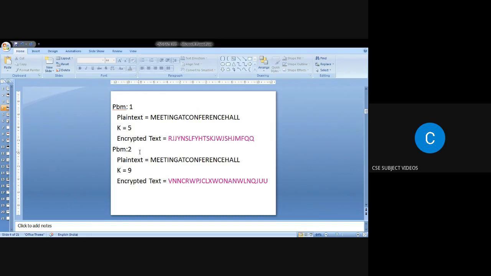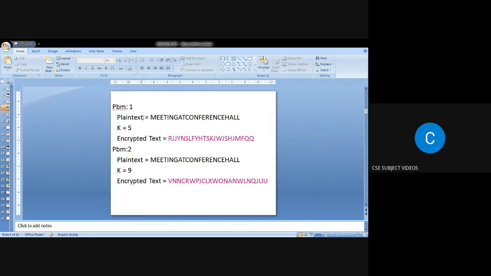The principle behind the Caesar cipher is that, based on the key value, which is a numerical number, we encrypt. Let us take k equal to 5. Many of you will take the k value as 3, but we can take any key value between 0 and 25. Here I have taken the key value as 5. We have to encrypt letter by letter.